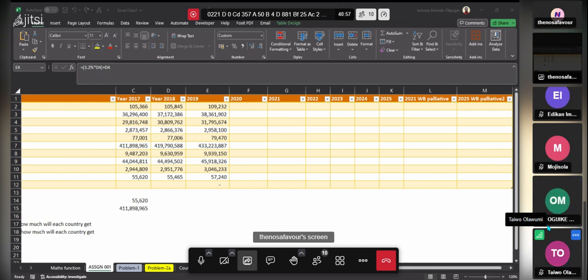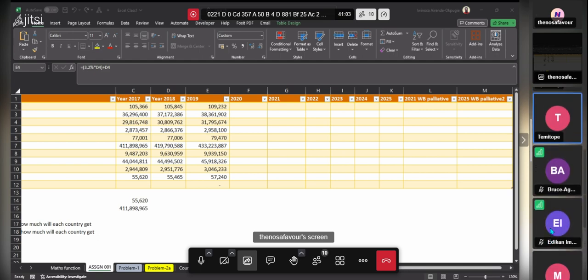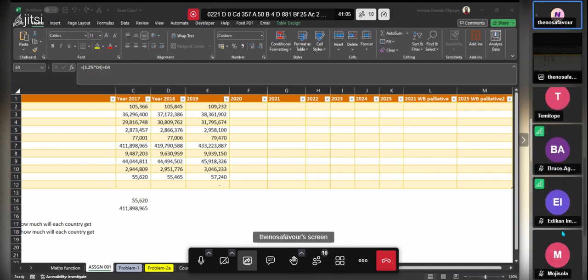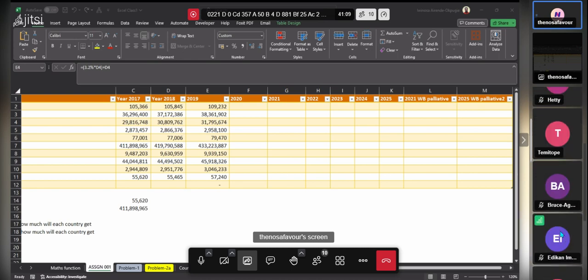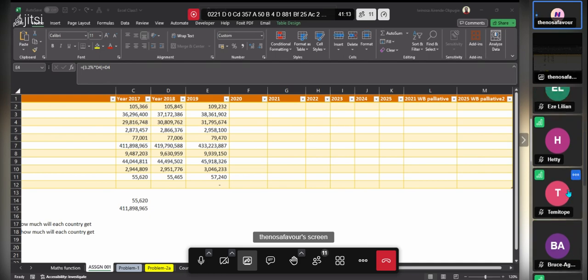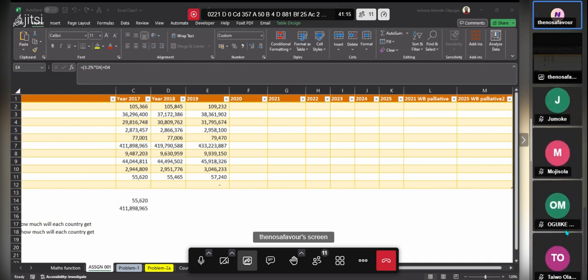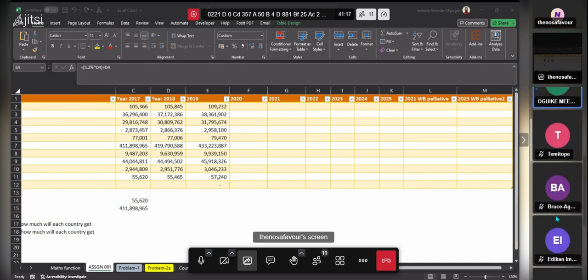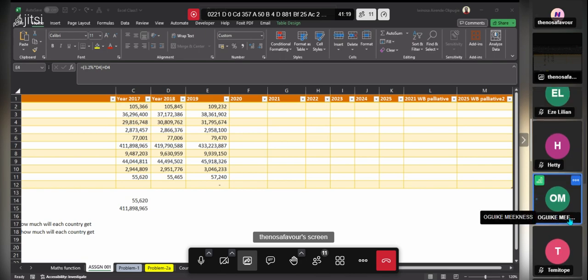Hello. I've not been able to attempt this, so that's why I can't ask a question. Oh, okay. But there are some other persons who were able to attempt. Someone is trying to say something. Sir, could you please explain how you were able to fill it through the cells for 2021? Because I think that was where I... Oh, okay.